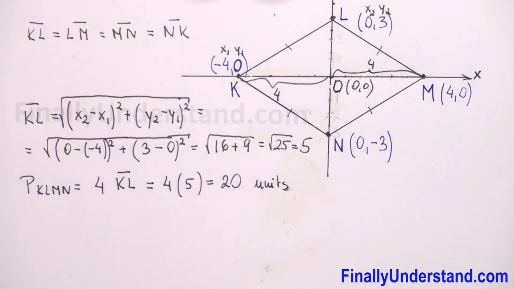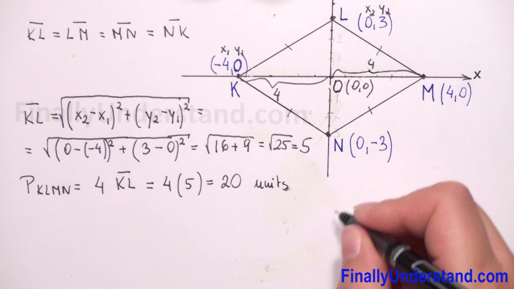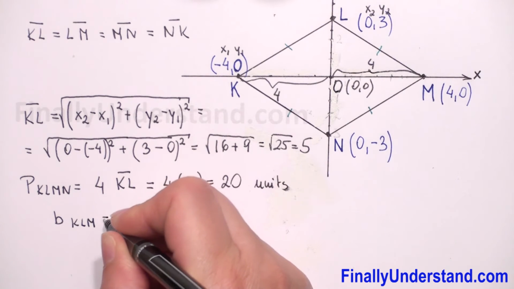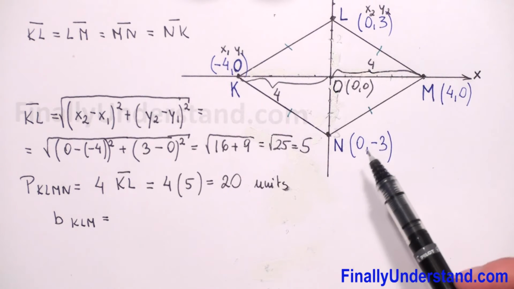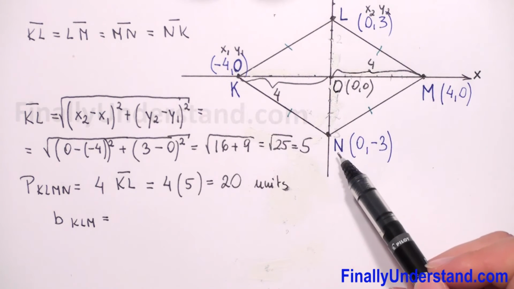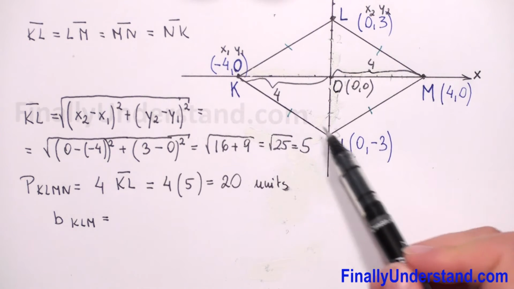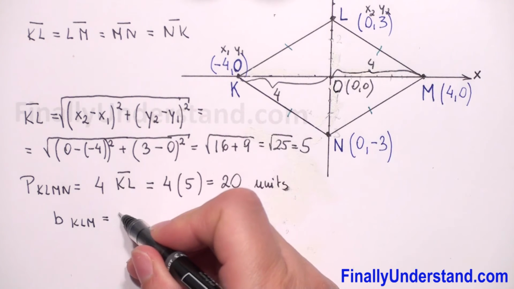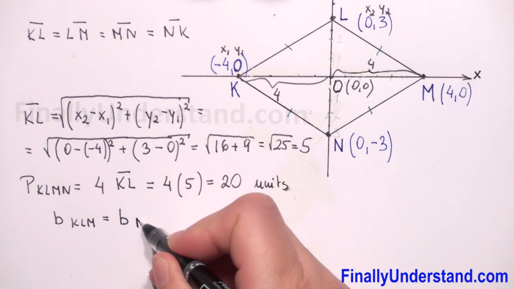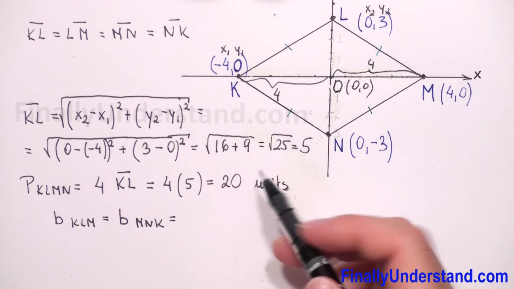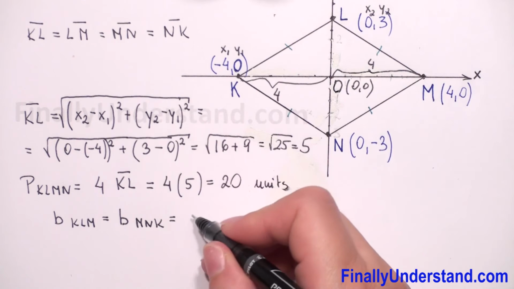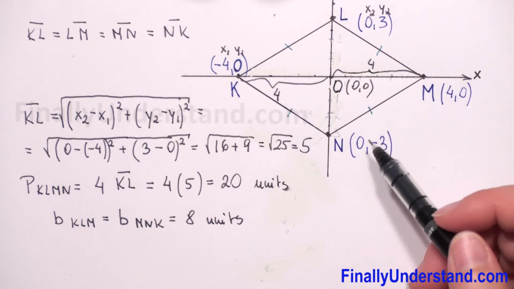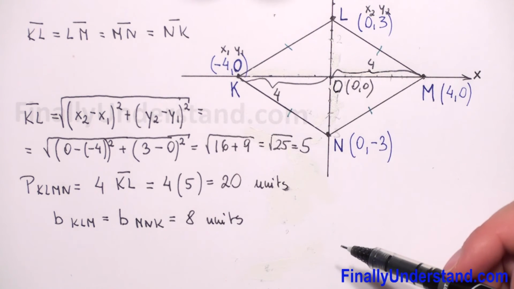So we have the base of our triangle KLM. The base of triangle KLM is equal, we can say, to the base of triangle MNK. So let's put that this is the base of triangle MNK and is equal to 4 plus 4, so this is 8 units. We have the base, and now to find the area of the triangle we need the height.